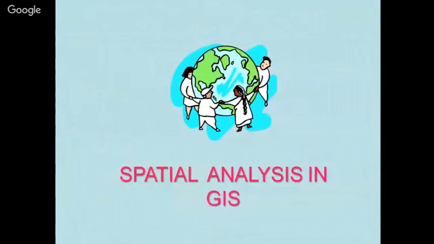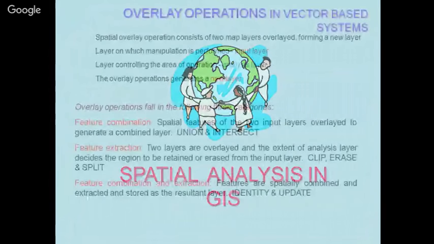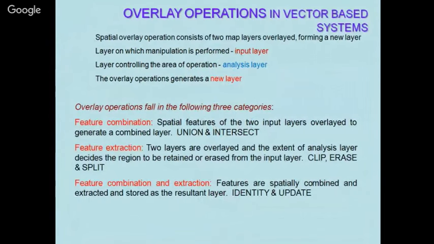Then you can carry out spatial analysis in GIS also. What are those spatial analyses? If somebody wants to carry out the union, somebody wants to carry out the intersect, these are all feature combination tools. If somebody is working with feature extraction, clip can be used, erase can be used, split can be used. If somebody is working with both combination as well as extraction, then identity and update. These all tools are present.